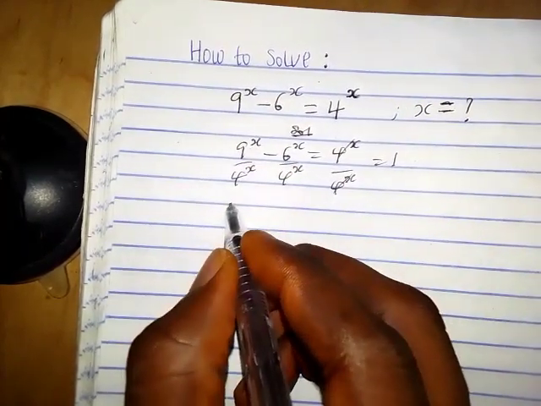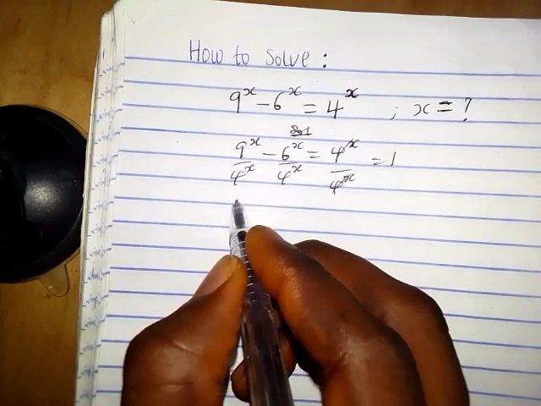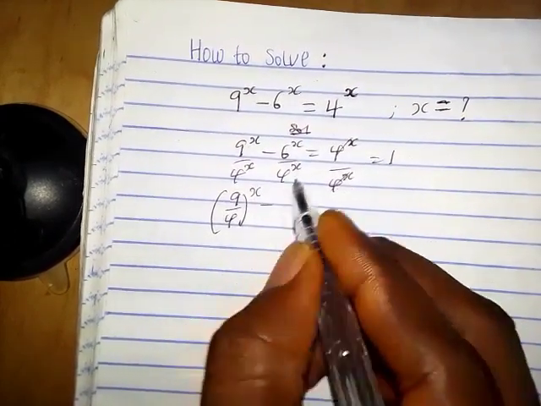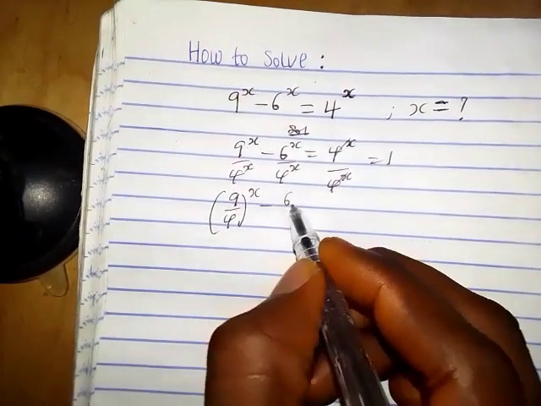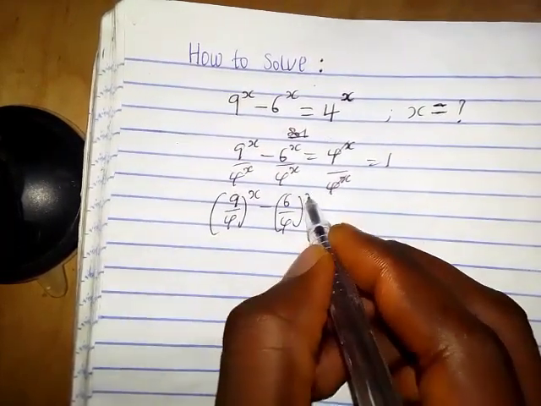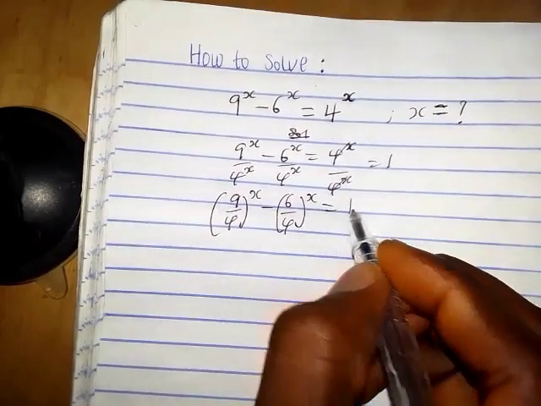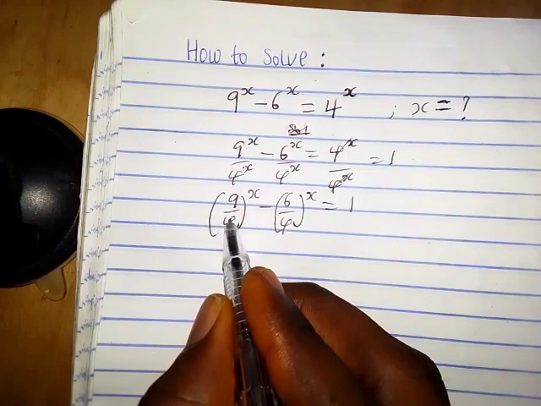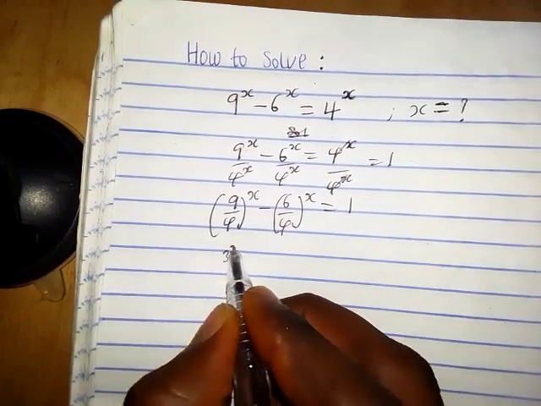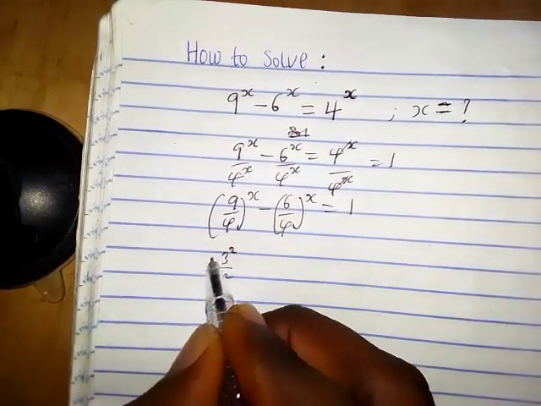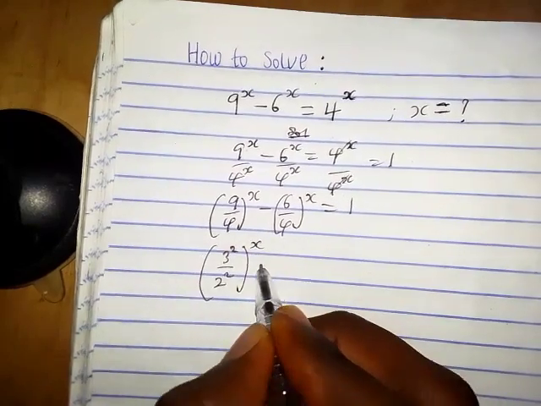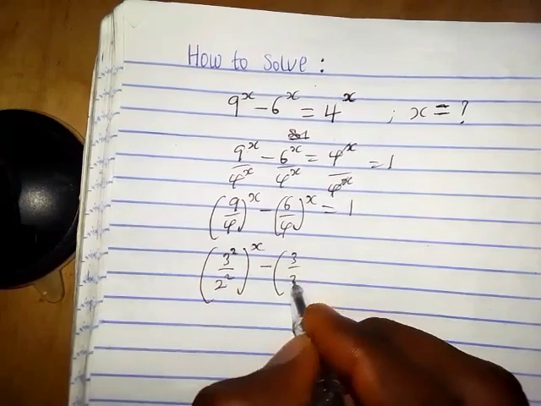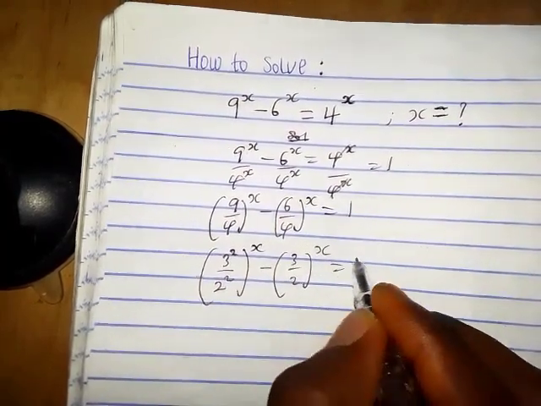So we are left with 9 raised to the power x over 4 raised to the power x, which can be written as 9 over 4 everything raised to the power x, minus the same thing with this, 6 over 4 everything raised to the power x, equals 1. So now we can write 9 over 4 as 3 squared over 2 squared, everything raised to the power x, minus 6 divided by 4, that is simply 3 over 2 raised to the power x, equals 1.